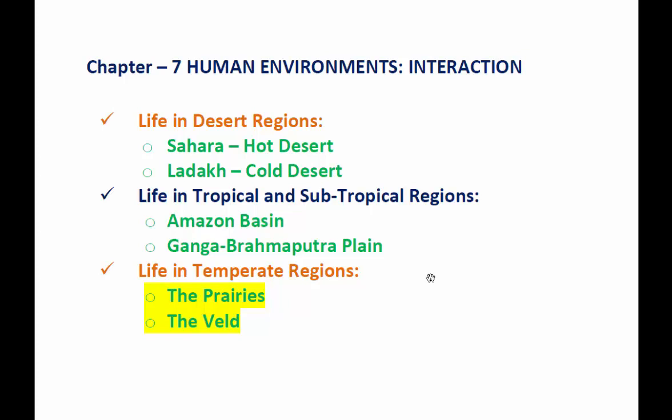Next class we will learn about life in temperate regions, including the prairies and the veldt. And after that we will wind up this chapter 7.